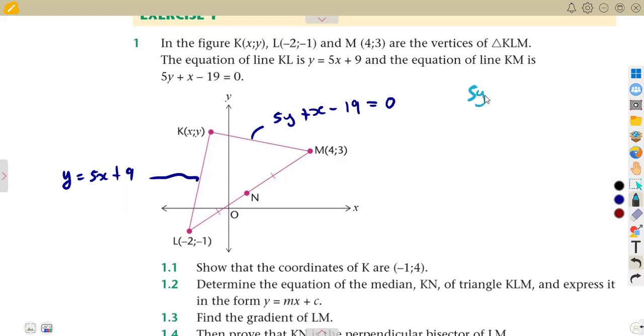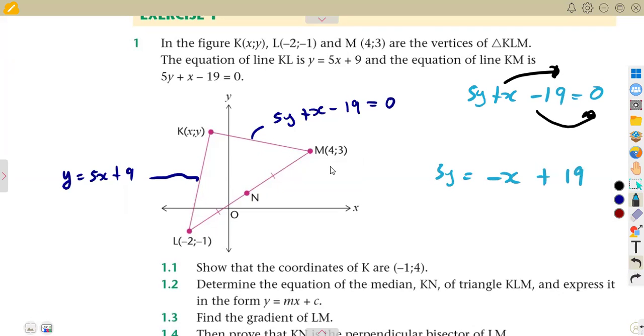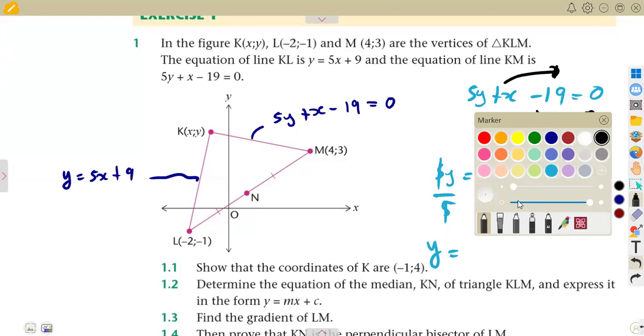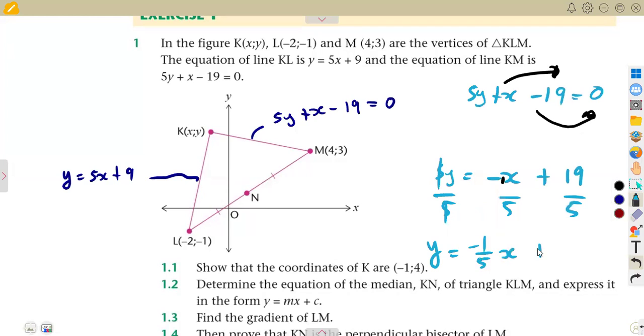Let us see this: 5y + x - 19 = 0. We can transpose those numbers back to where they were before. To the right-hand side, this will be a negative, and this will be a positive. So 5y = -x + 19. If I divide each and every term by 5, y is going to be -x over 5, which is the same as -1/5 x + 19/5.